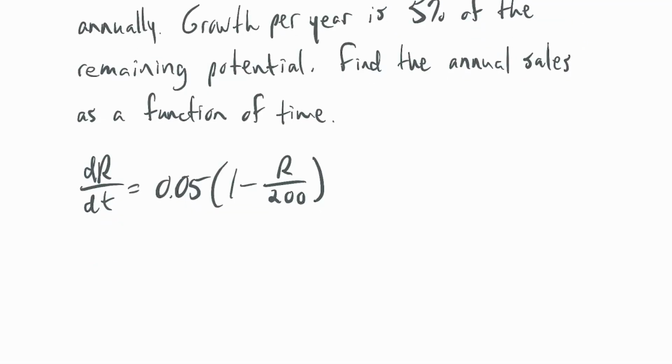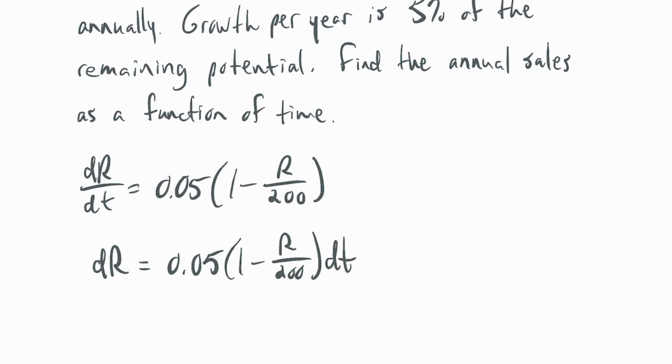So I need to do a couple of things. One way to get started is to go ahead and multiply the, well, let's do this. Our initial thing we always do is move the dt. I was going to deal with the 200 first. Let's not do that just yet. Let's just move the dt. So dr equals 0.05 times 1 minus r over 200 times dt.